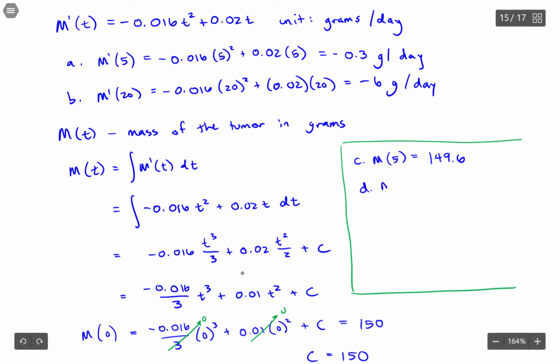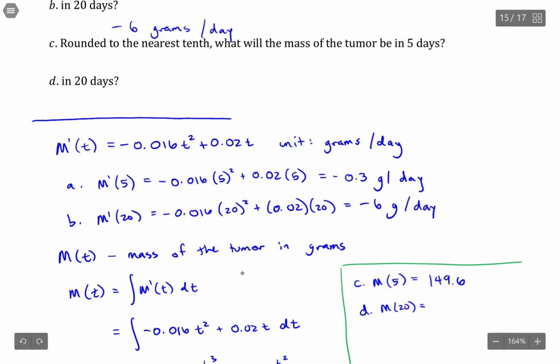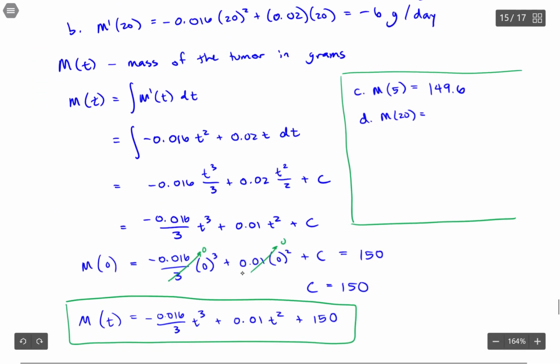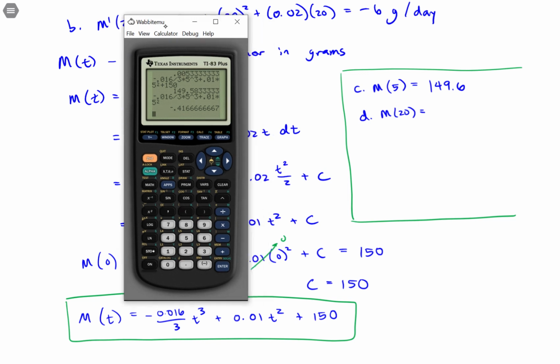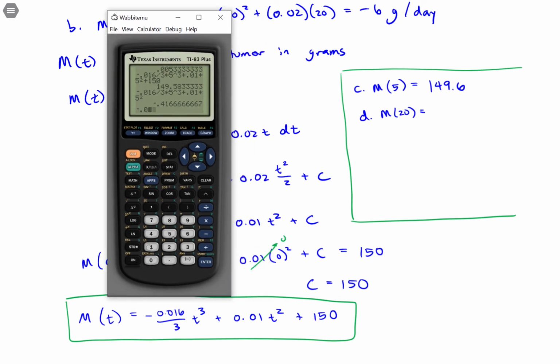All right, and then part D is similar, but we're just simply evaluating it at 20, I believe. Yep. So I'll take my function here, and it's negative 0.016 divided by 3 times 20 cubed plus 0.01 times 20 squared plus 150. And as long as I've typed that in properly, then here is our mass. So 111.3 grams.